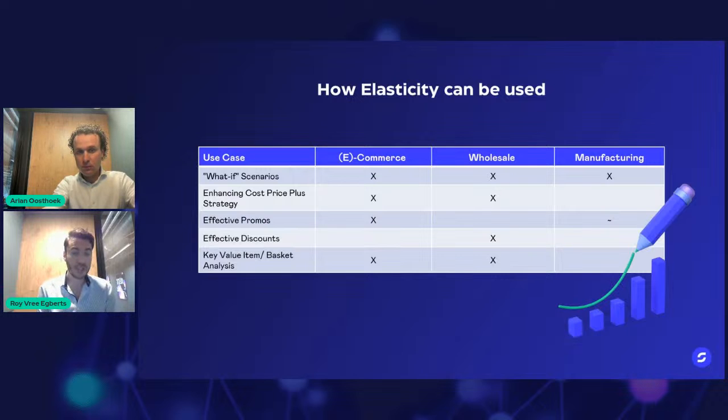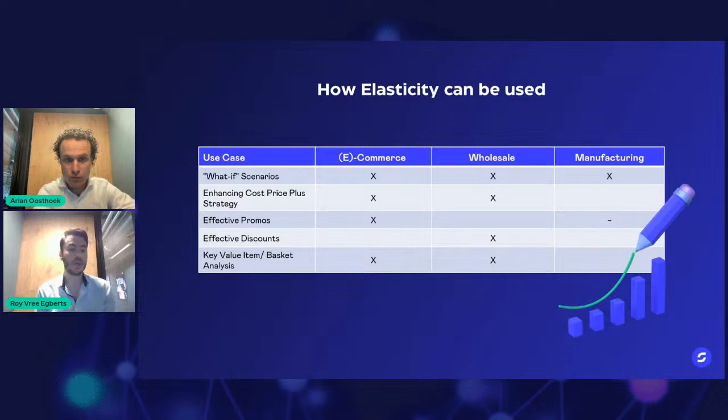So for the what-if scenarios, e-commerce, wholesale, and manufacturing, we can enhance our cost-base-plus strategy with elasticity. A lot of this is done in e-commerce and wholesale. Effective promos and effective discounts, so either e-commerce and wholesale. And there is a great way of identifying key value items with elasticity. And there is a more complex strategy where you can actually add basket analysis on top of it to optimize margin. And we'll go through all of these.